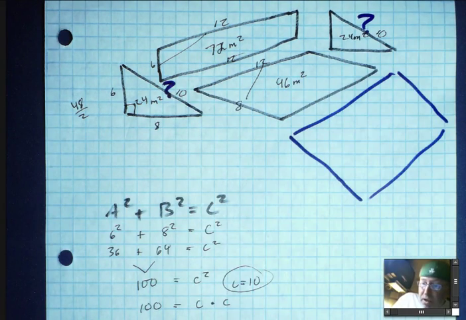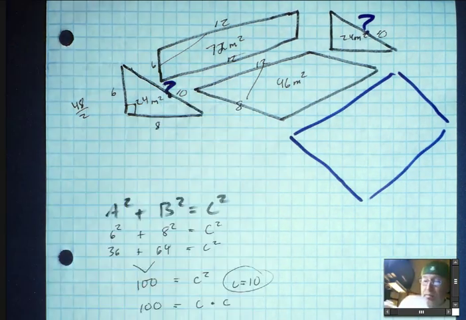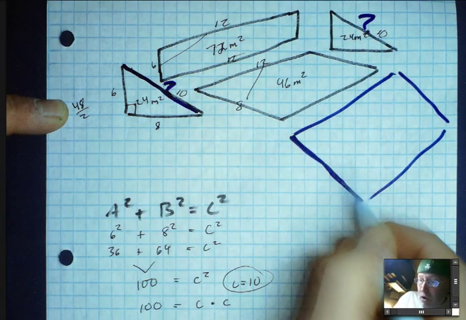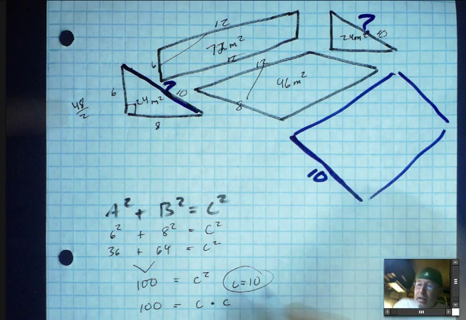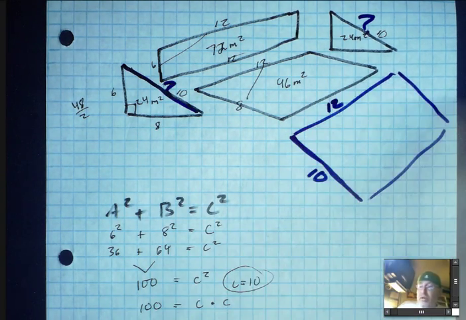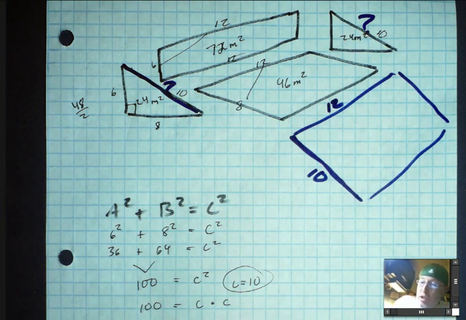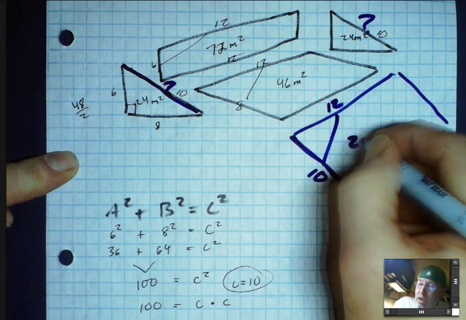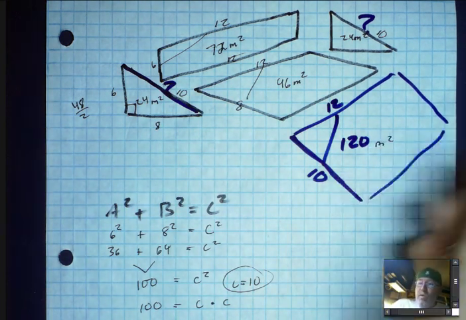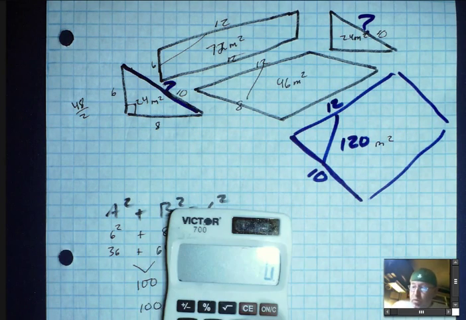So if this measure here is 10, that means this measure is also 10. And we already know that it is 12 meters in that direction. So if you just multiply these two together, you have 120 meters squared. Now we've got 5 numbers for the 5 surfaces, and we have to add them all up.